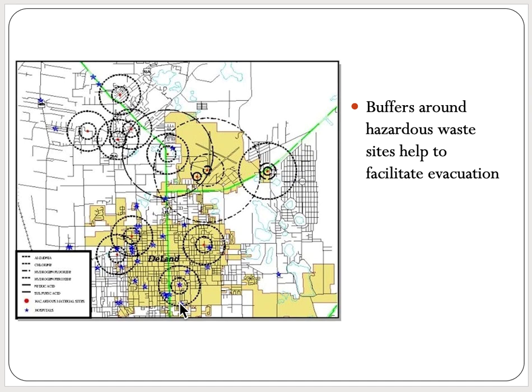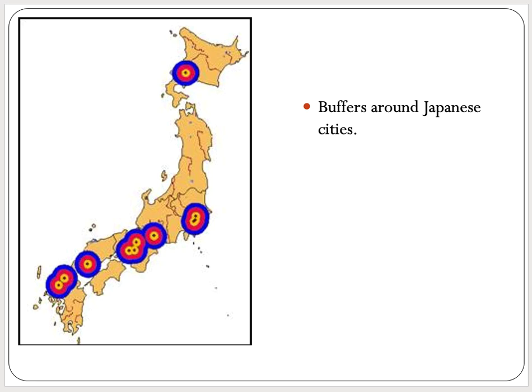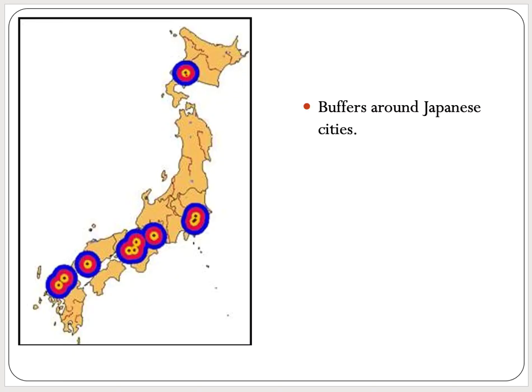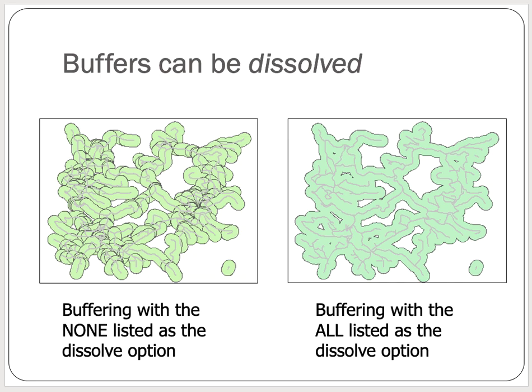And in this map, they created buffers around hazardous waste sites, which helped to facilitate evacuation in case there was a chemical spill. This map is based on buffers around Japanese cities, and you could see that the yellow is a shorter distance, whereas the blue concentric buffer has a larger distance away from the city center. So you can do multiple buffers around a point, line, or polygon feature.